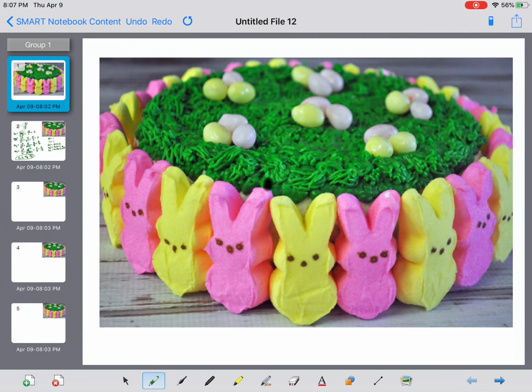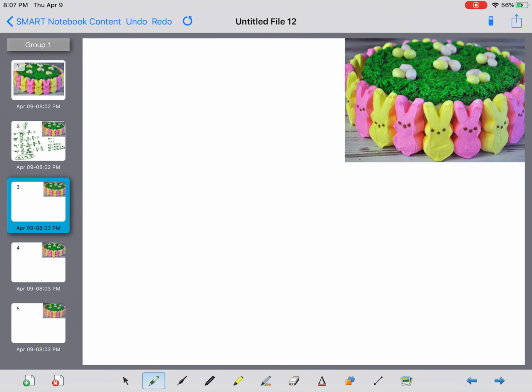Oh, by the way, this is an Easter cake made with Peeps and jelly beans. Not mine, I just found a picture of it.